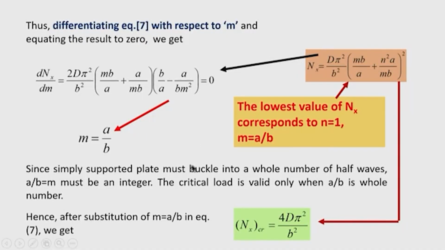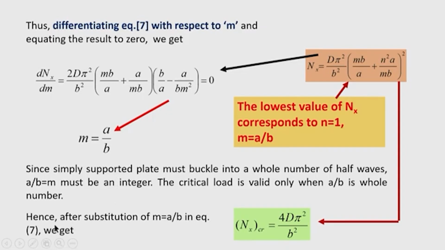Now, the question arises whether the aspect ratio is always an integer value. The answer is no, because the plate length may be 2 meter, width may be say 1.5 meter, or plate length may be 3 meter, width may be 2 meter. So, an integer value is not always possible. There may be a non-integer value also for this aspect ratio. So, therefore, we have to further investigate what should be the value of m if a by b is not an integer. Okay. So, let us proceed towards that.